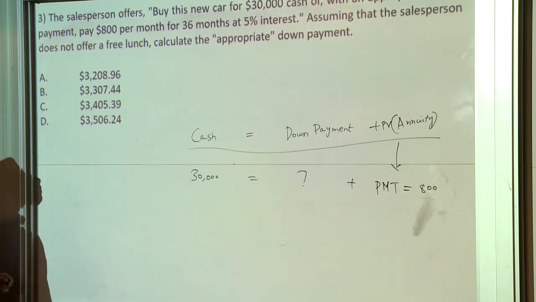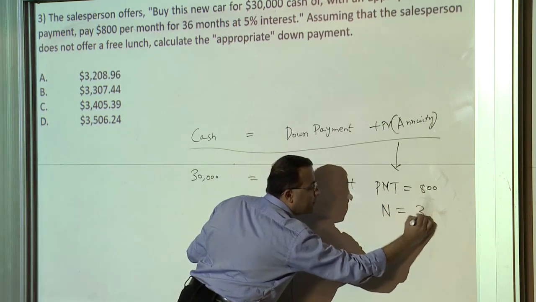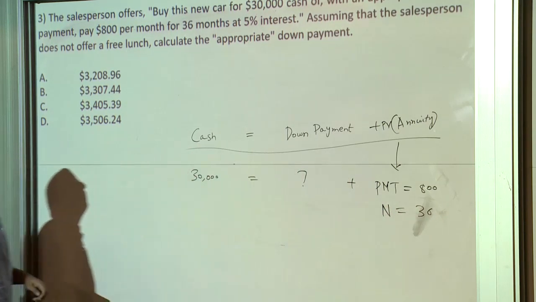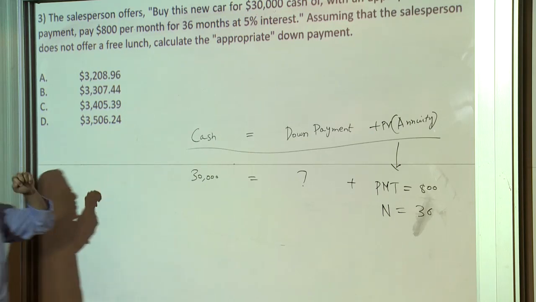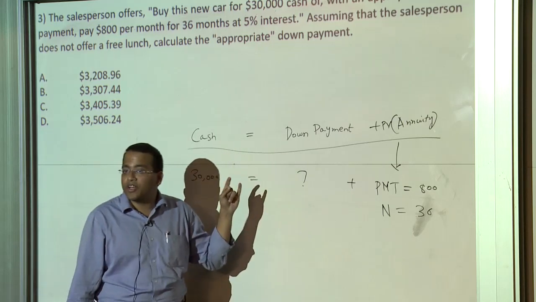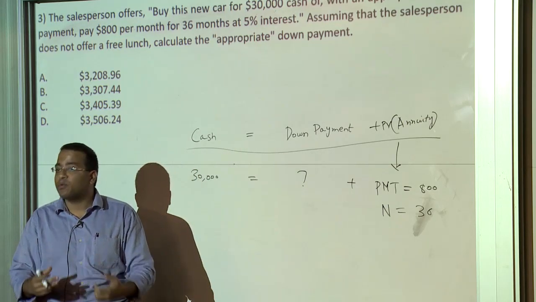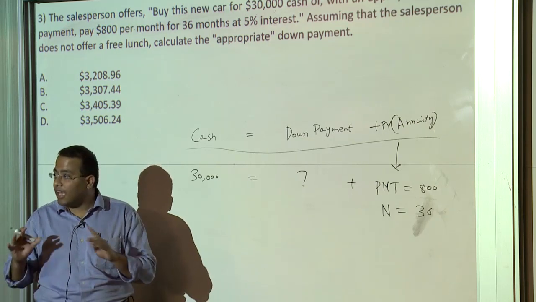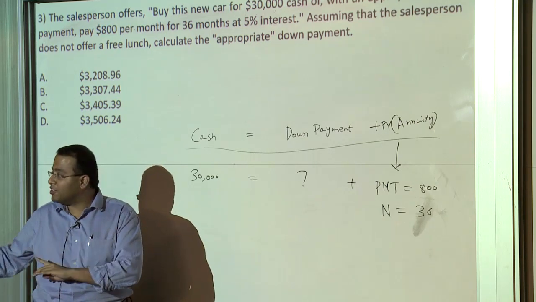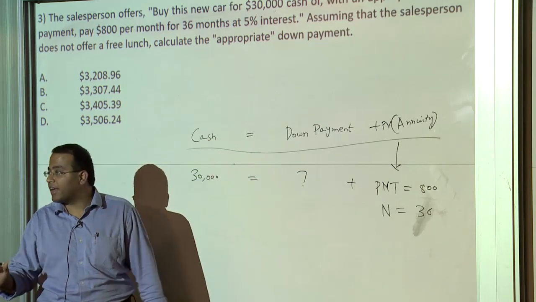Okay. You have N, which is 36. Then you have the interest rate. But again, here the question is a little bit tricky. The interest rate is 5%. But every single time you see an interest rate in any question in this course, that's an APR, unless otherwise specifically mentioned. So this number 5% is some kind of an annual rate.